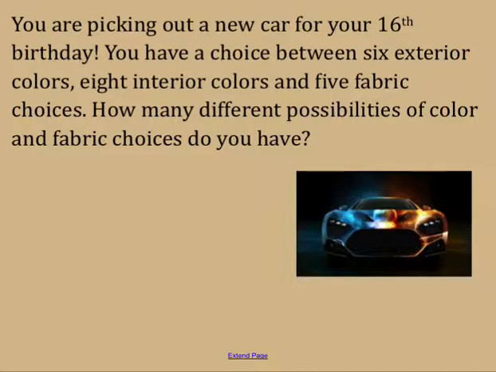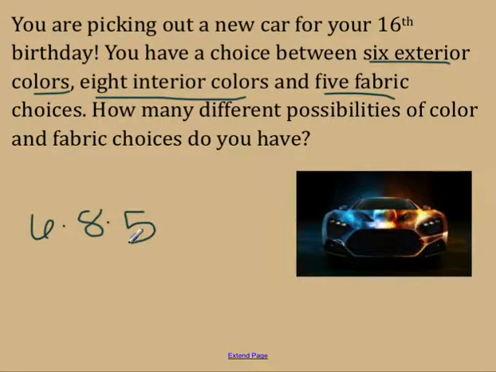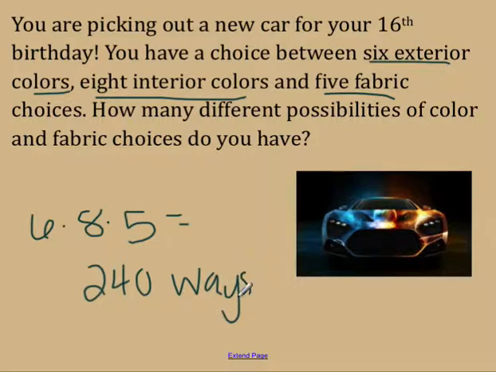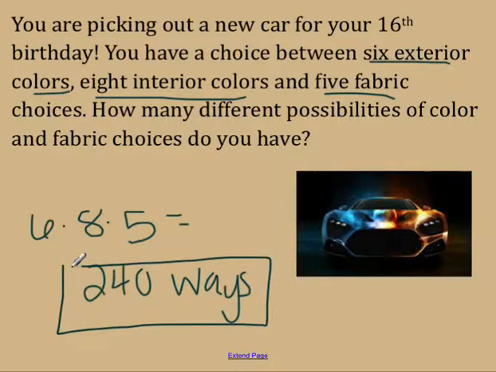We also did this on the first note video. You're picking out a new car for your birthday. You can choose between 6 exterior colors. So that means you have 6 choices for the exterior colors, 8 choices for the interior colors, and 5 fabric choices. So all you did was multiply 6 times 8 times 5. And when you did that, you got 240 ways for that one.